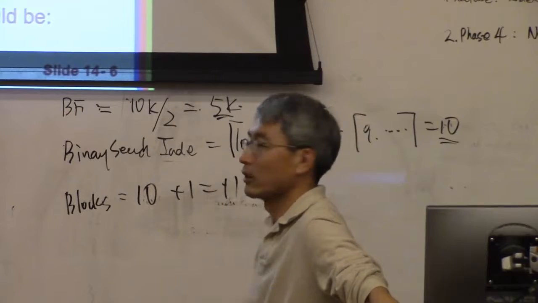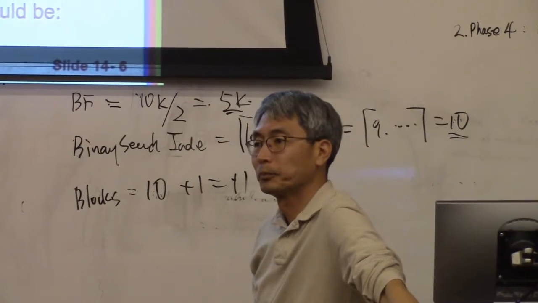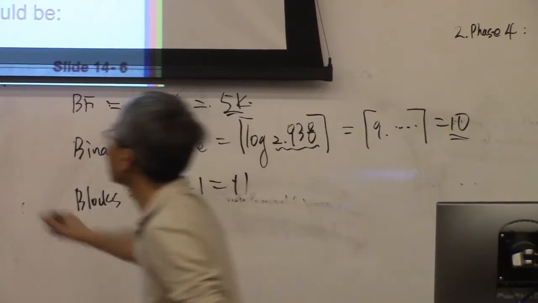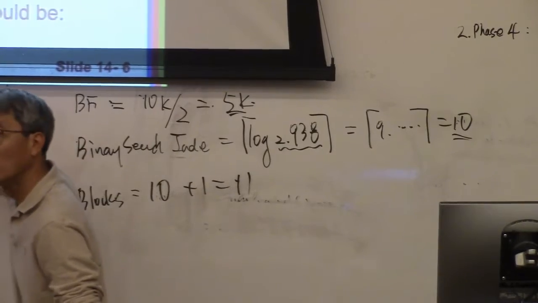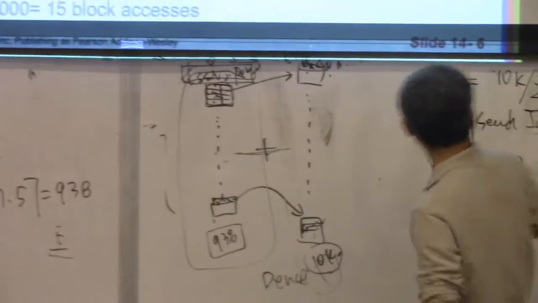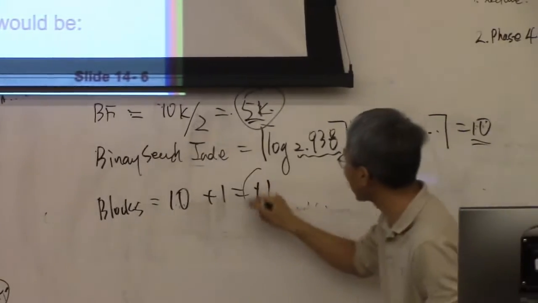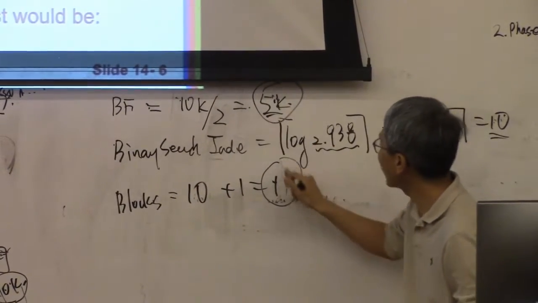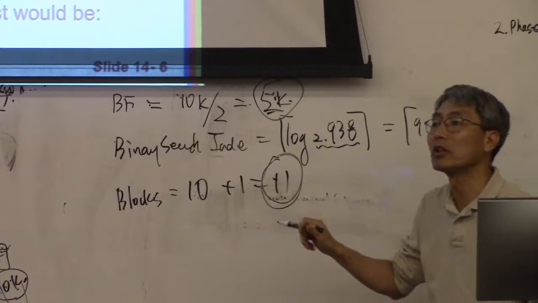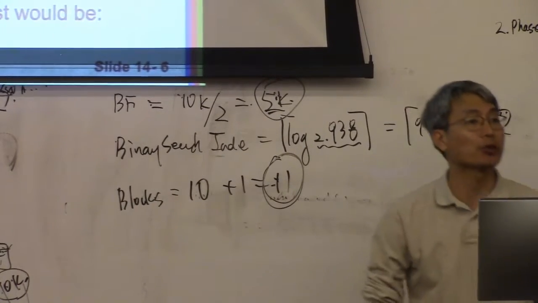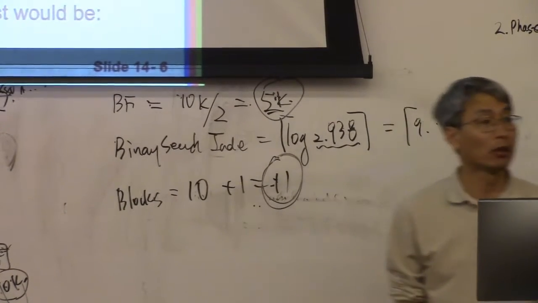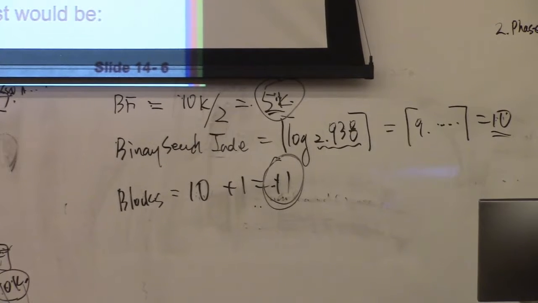Which one is faster? Using the index is definitely faster. On average, without using the index is 5K, and with the index is 11. So that is the reason we use an index: to speed up searching the data.